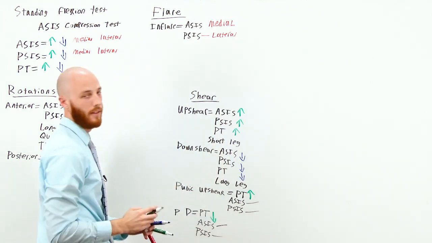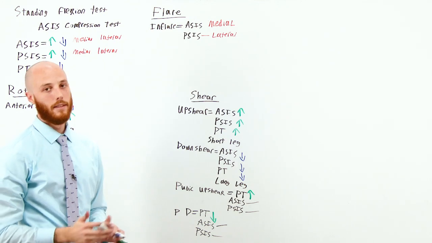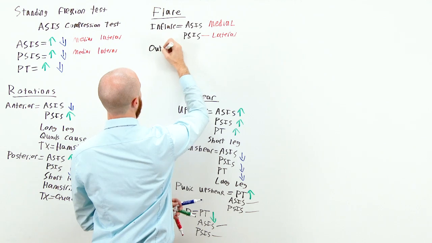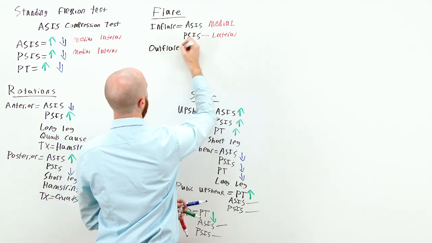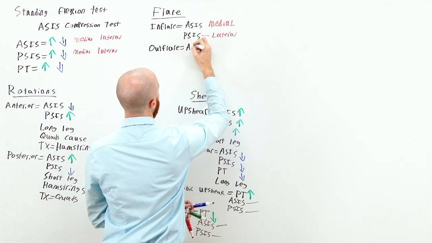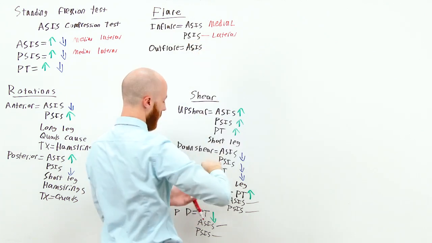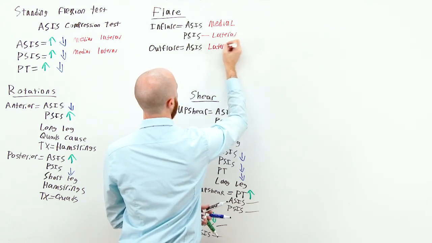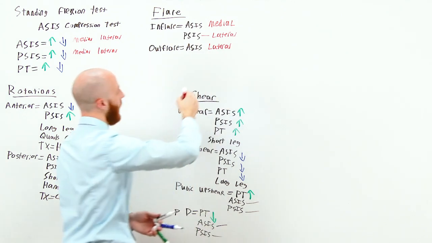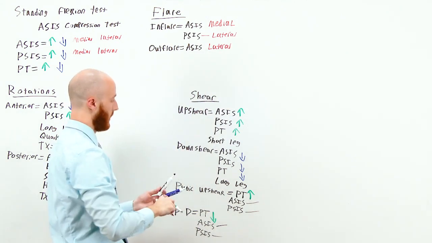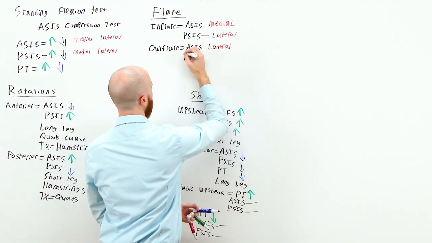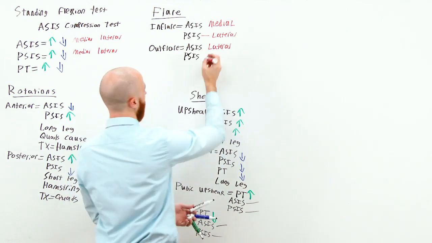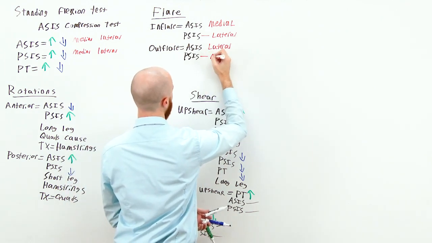And for an out flare, the theme of being opposite, it's going to be the exact opposite. So you have an out flare, your ASIS is going to be lateral on the same side as your standing flexion test being positive, and your PSIS is either not going to have any findings or it's going to be more medial.